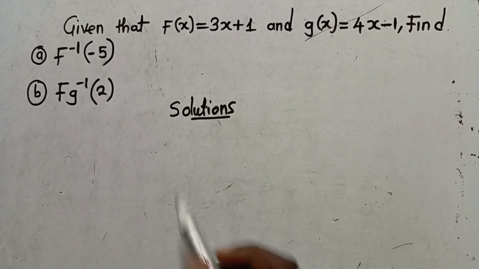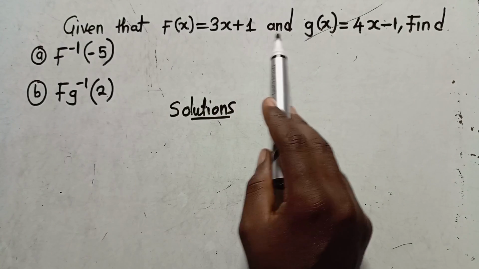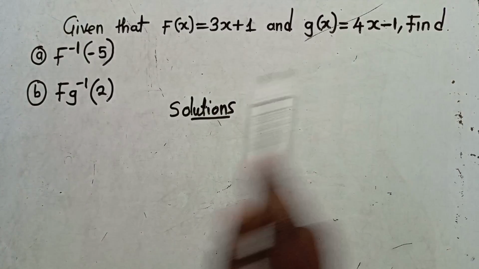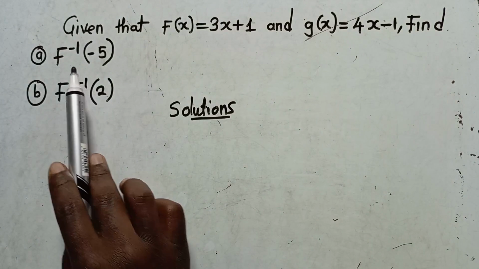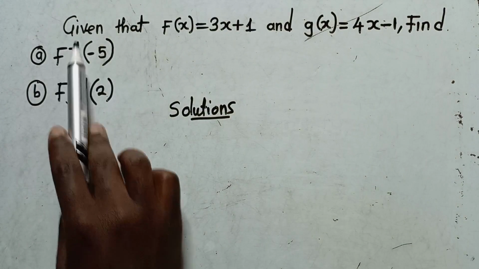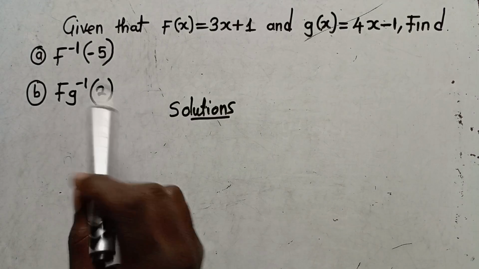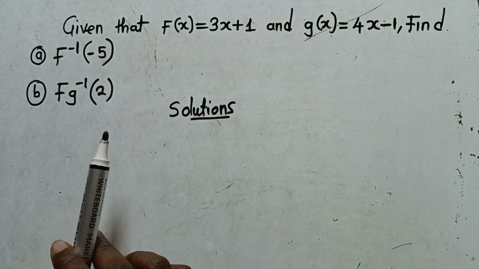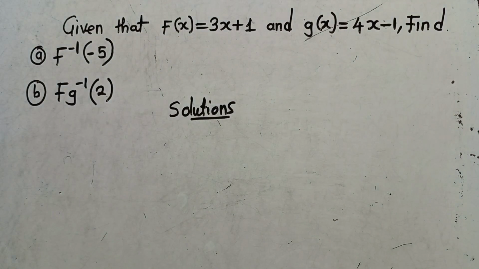The question is saying, given that f of x is equal to 3x plus 1 and g of x is equal to 4x minus 1, find f inverse of negative 5. So whenever you just see f and the power negative 1, they just know that they are talking about inverse. So I want to find the inverse of f, and once we find the inverse, where there is x, that's where we are going to put negative 5.